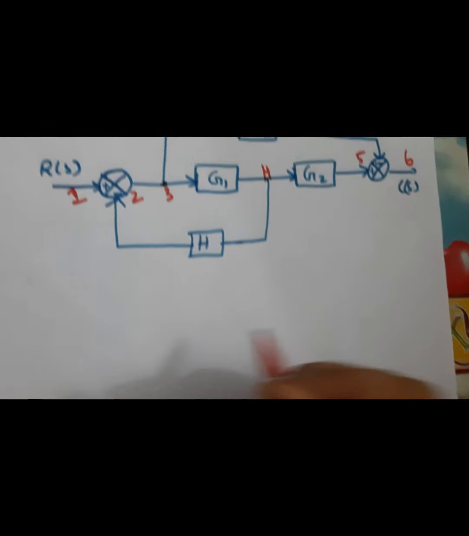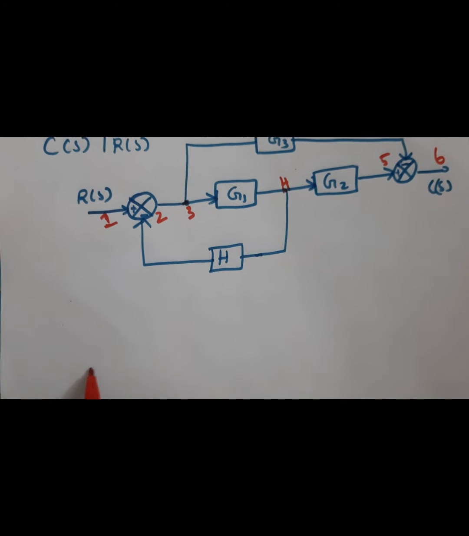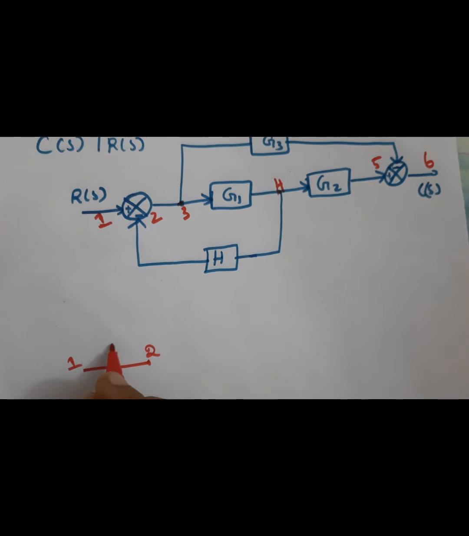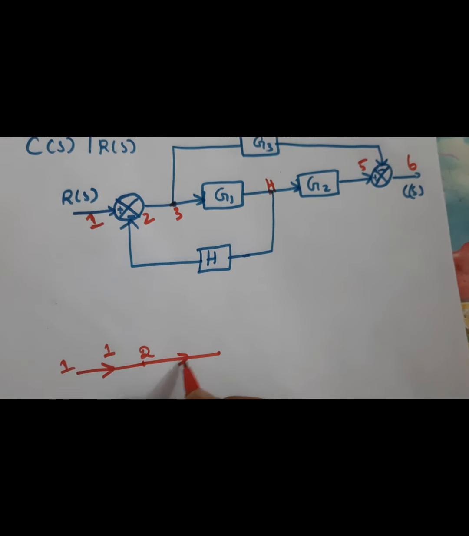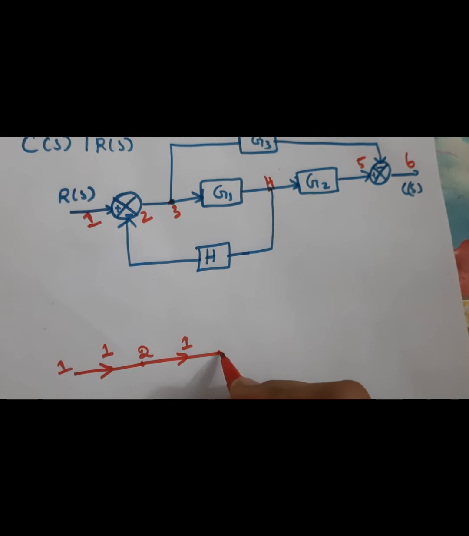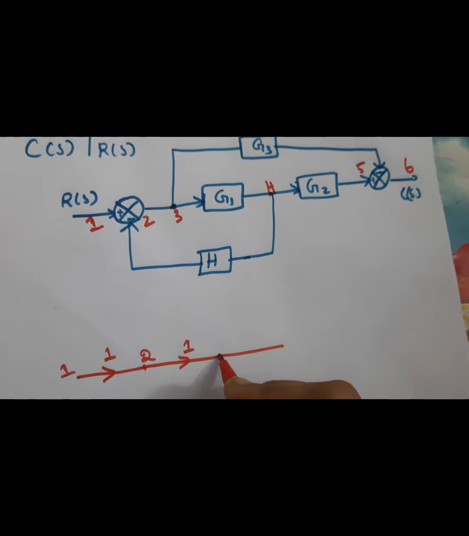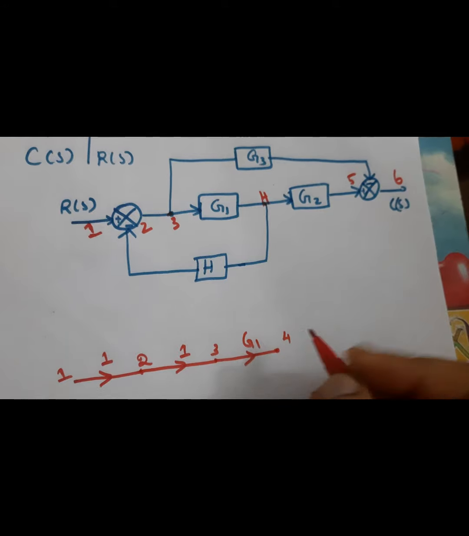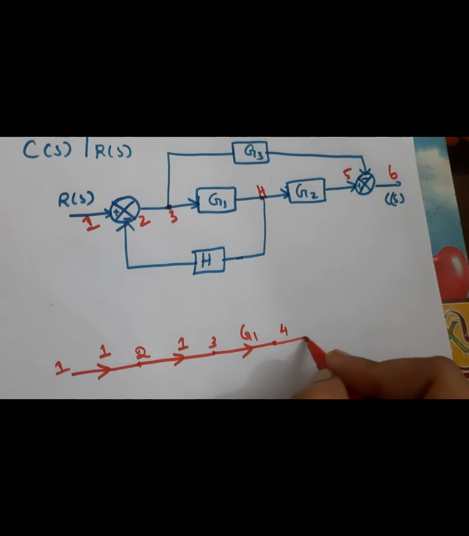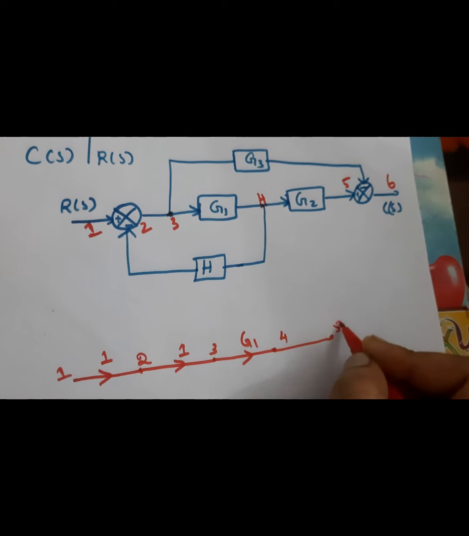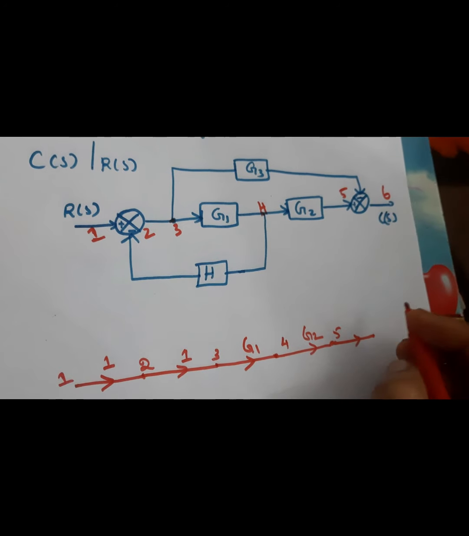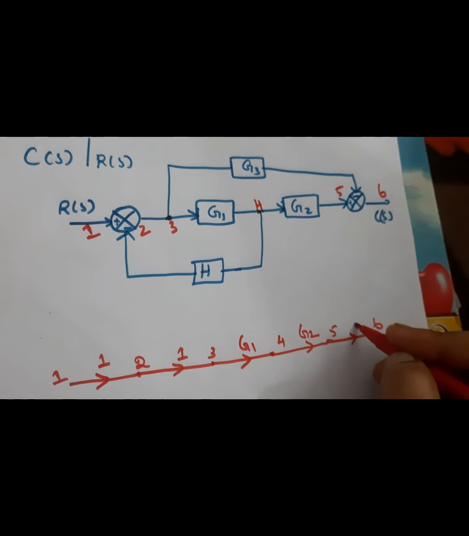The next step: from 1 to 2, there is no gain, so this is given as 1, and from 1 to 3 also there is no value, so that is given as 1. From 3 to 4 we have the G1 block, and from 4 to 5 we have G2. From 5 to 6 there is no value, so this is 1.